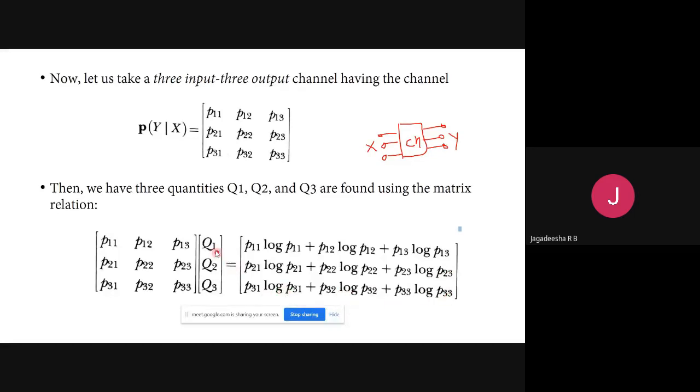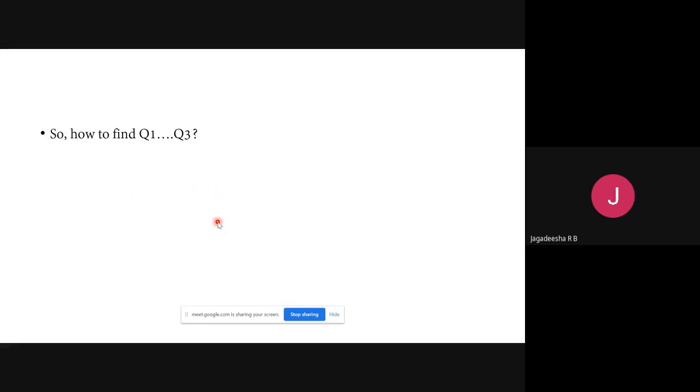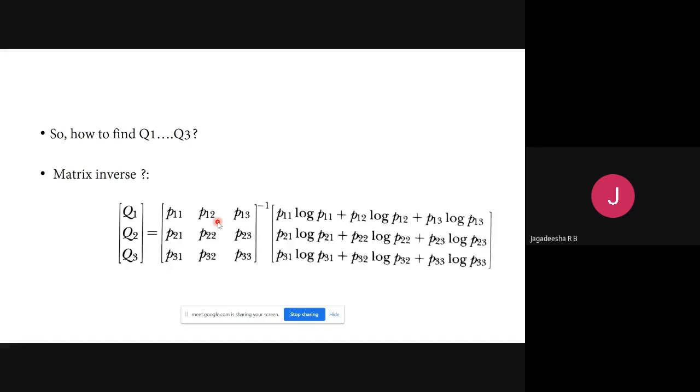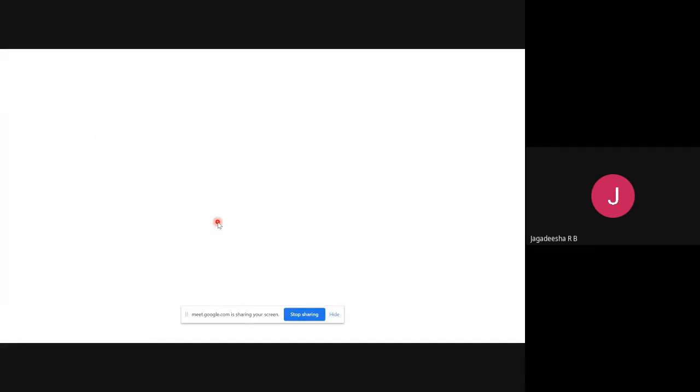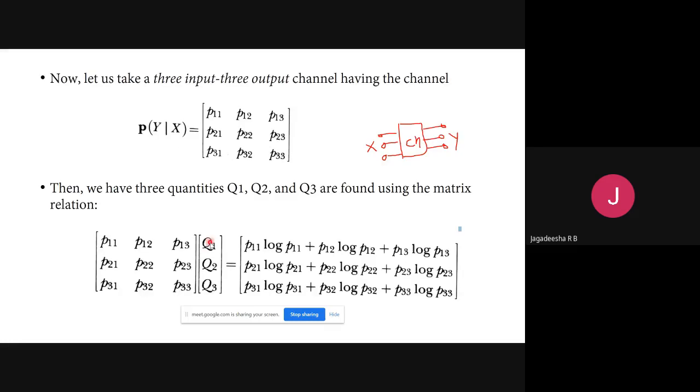Okay, so now we need to find out Q values. So how to find Q values? Again, it's a simple matrix formulation. So how to find Q1, Q2, and Q3? Instead of having a simultaneous equation and solving it, basically, you can multiply this and this, and that will be equal to this row, right? That is P11 multiply Q1 plus P12 multiply Q2, P13 multiply Q3. When you add all these, that will be equal to this row here, right? This is what we have done in the previous case of 2 cross 2.